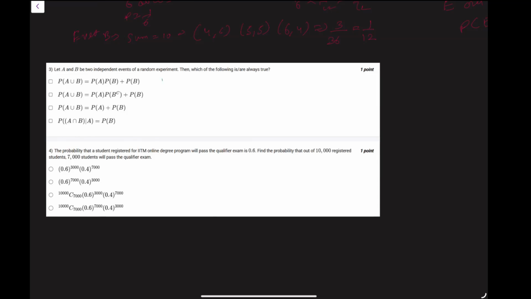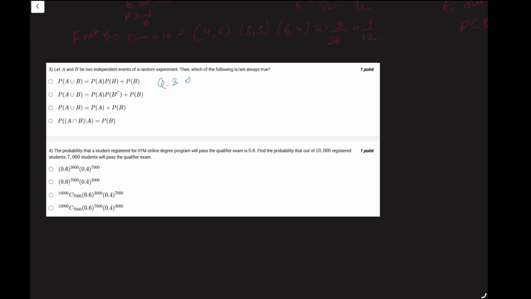Now let's move to question number 3. In question number 3, we have: let A and B be two independent events of a random experiment. Which of the following are always true? So you have question 3.